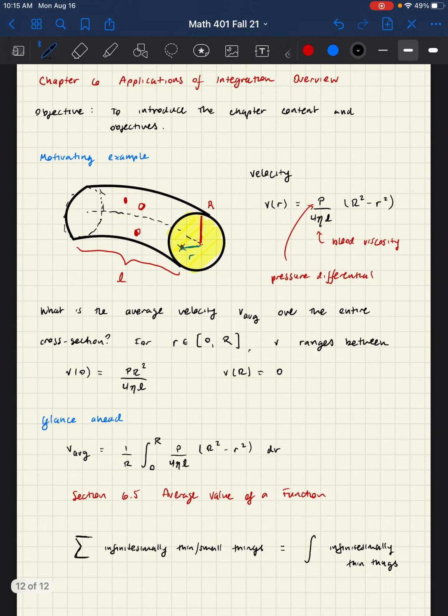For the full learning objectives, you want to see the Canvas page for the module. As we move through this chapter, we're going to be talking first about area between two curves.